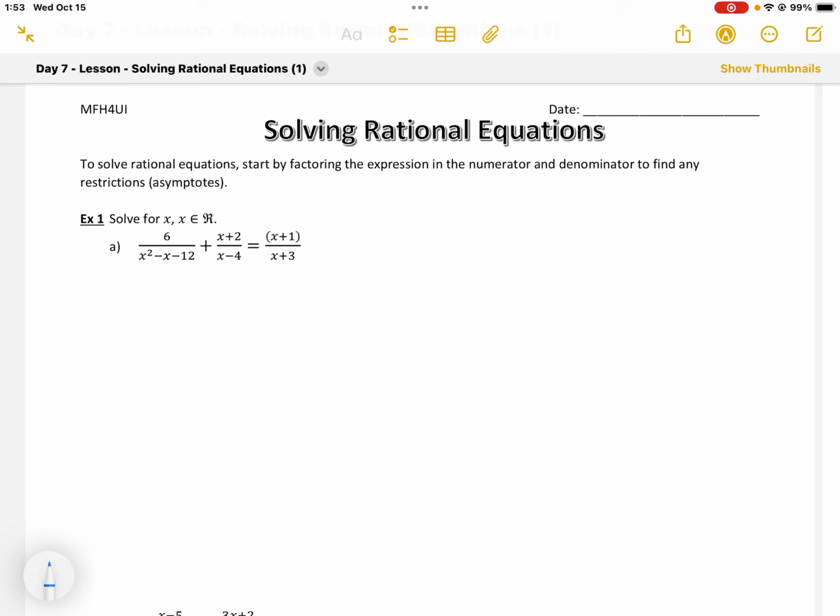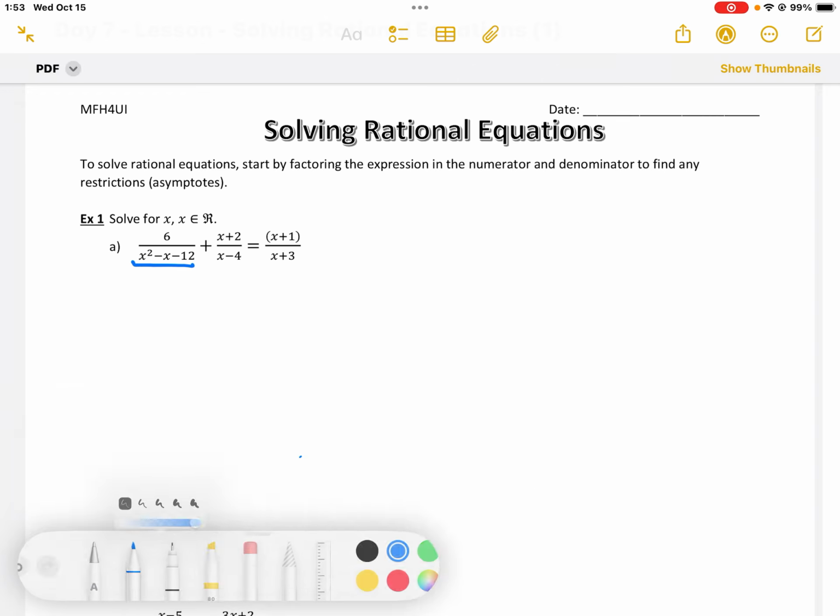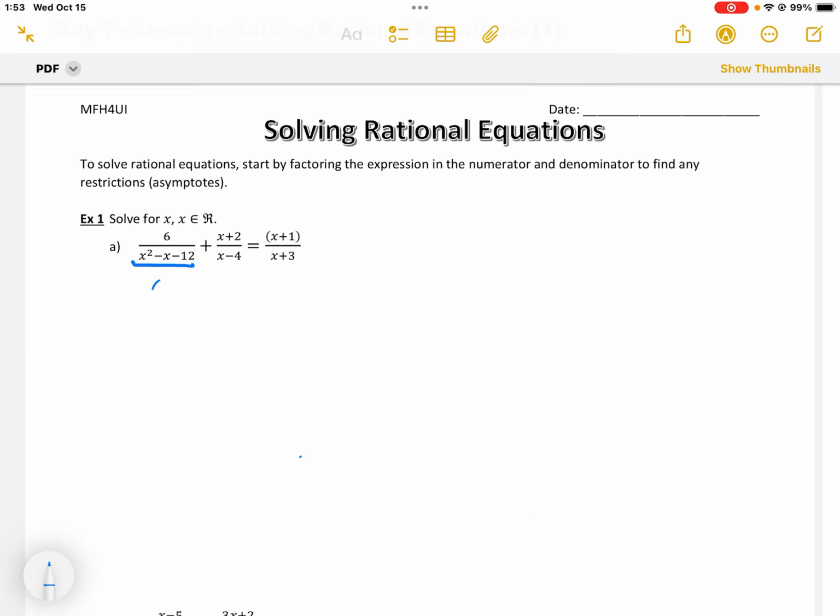This video goes over how to solve rational equations. So the first thing that we're going to do, if there is any part of the denominator that is unfactored, we are going to factor first. So I'm going to rewrite this as 6 over (x minus 4)(x plus 3) plus (x plus 2) over (x minus 4), equals (x plus 1) over (x plus 3).